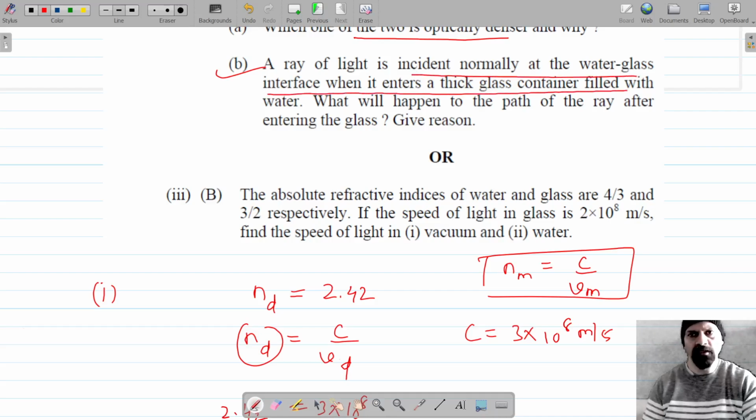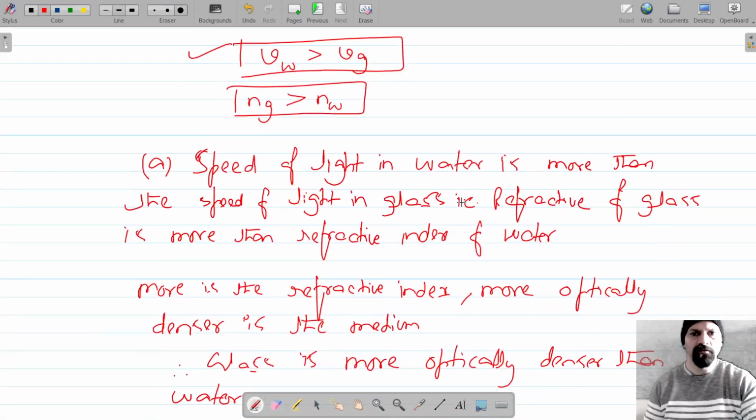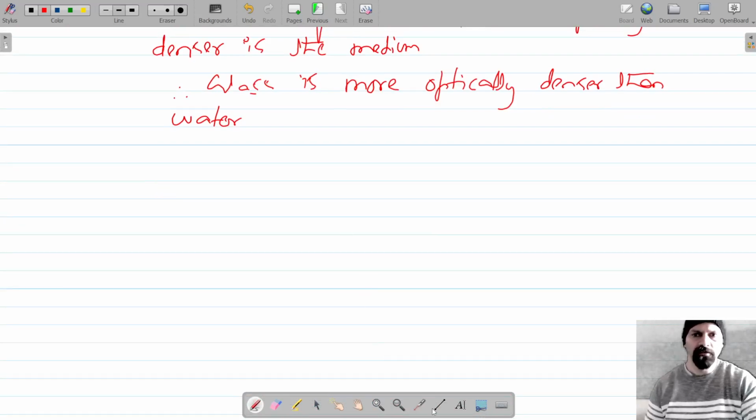interface when it enters a thick glass container filled with water. What will happen to the path of the ray of light after entering the glass? We have to give reasons. So ray of light is incident normally means 90-degree at the water glass interface. So there is a water glass interface means the light is entering from water into the glass.